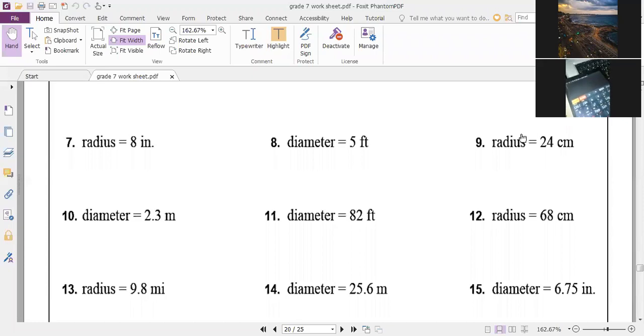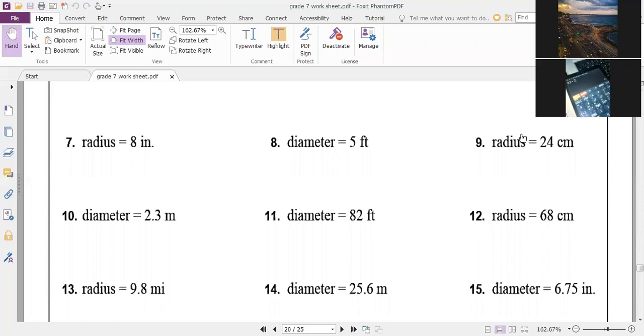The next example, number 11. The diameter here is 82. If he gives me the diameter, I divide by 2 directly. You listen to the word diameter: divide by 2. So if the length of the diameter is equal to 82, I must divide 82 by 2.